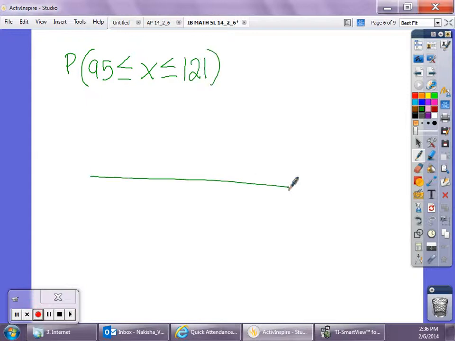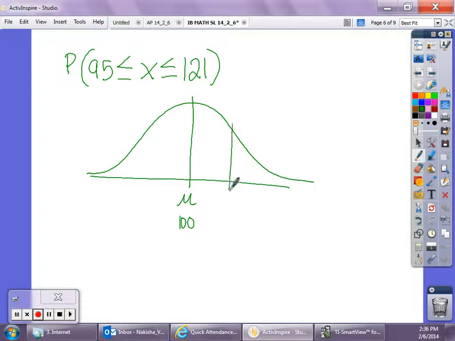So making sure you draw your curve. We know where our mean is. Our mean is 100, and then 121 would be somewhere to the right, and then 95 would be a little bit to the left. So these are really my x values that I'm showing you here. And then what you need to do is, using these x values, you have to turn them into z-scores. Okay? So that is one skill you should have.